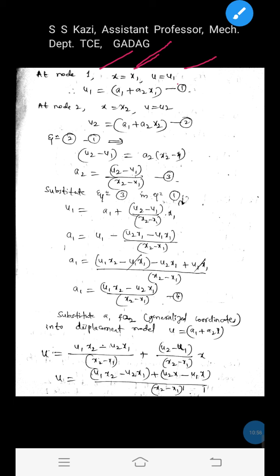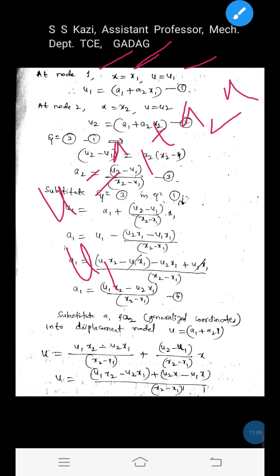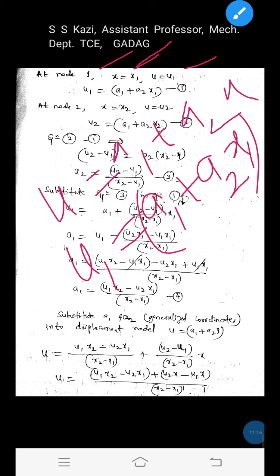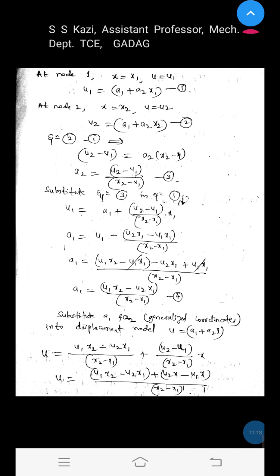Then if you substitute this condition into the main equation we have assumed, if you substitute u is equal to u1, then u1 is equal to a1 plus a2 x1 we will get. Okay, this is the first equation. You just name it as first equation.